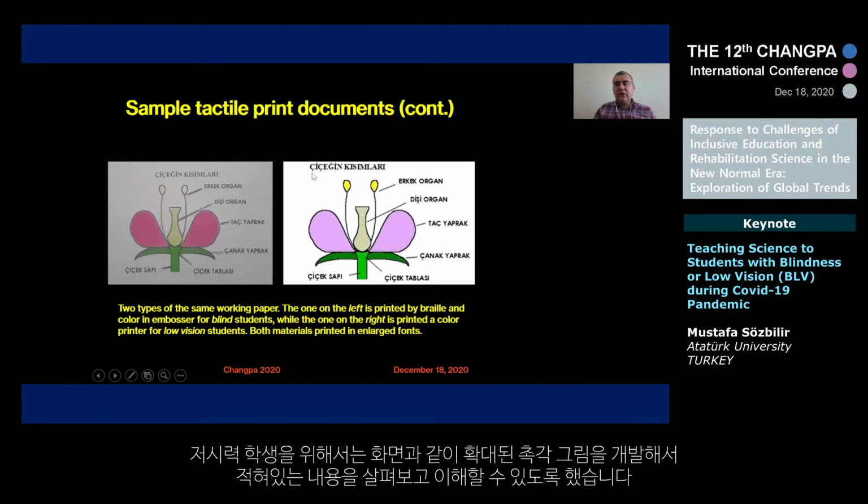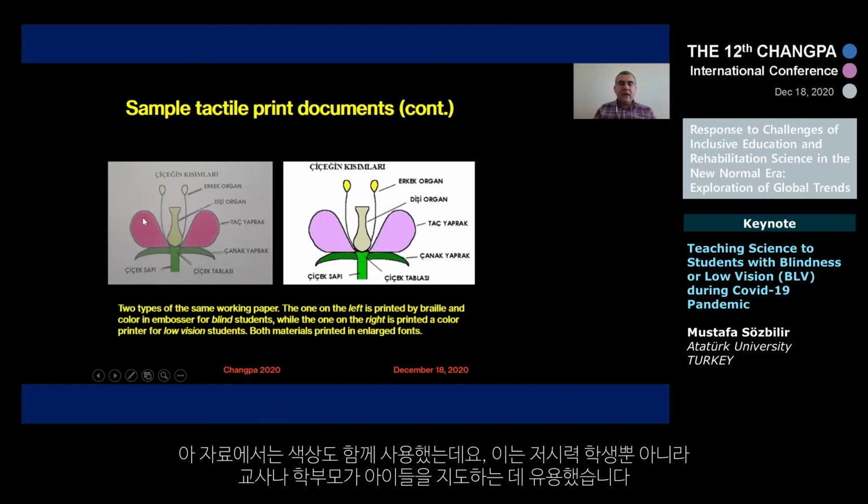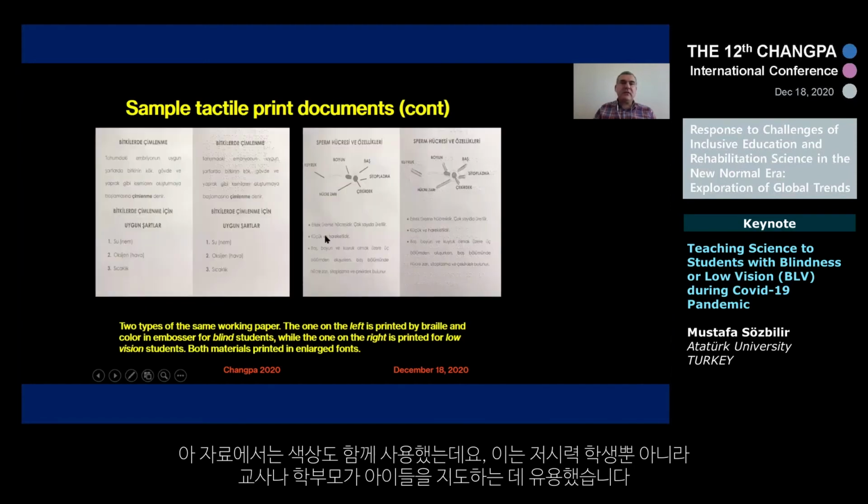And also for the low vision students, we developed these tactile materials also with large fonts, expanded large fonts, so that they can also read what is written on them. We use color as well. This color is helpful for the low vision students, but also helpful for the teachers and the parents to help their kids learn about themselves.